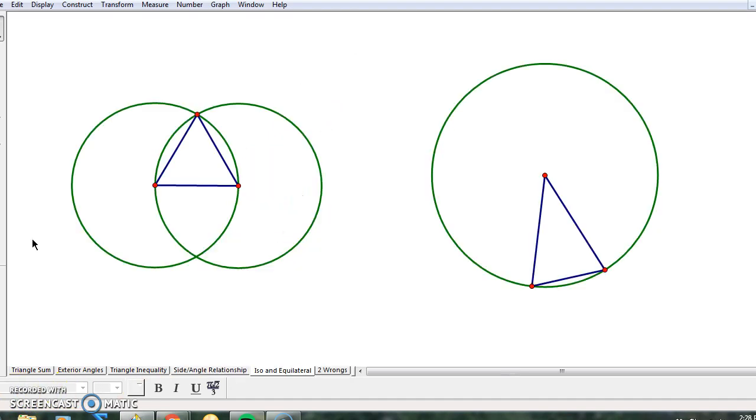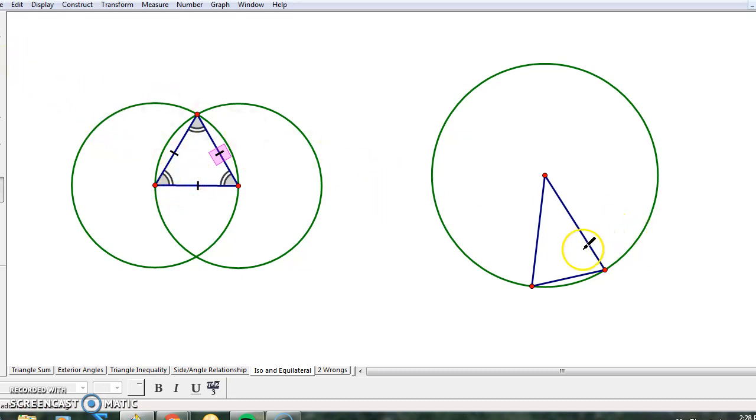To extend the idea that the largest side is opposite the largest angle, if I had an equilateral triangle where all three sides were congruent, that would mean necessarily that all three angles would have to be congruent. And so an equilateral triangle, we know, is also equiangular.